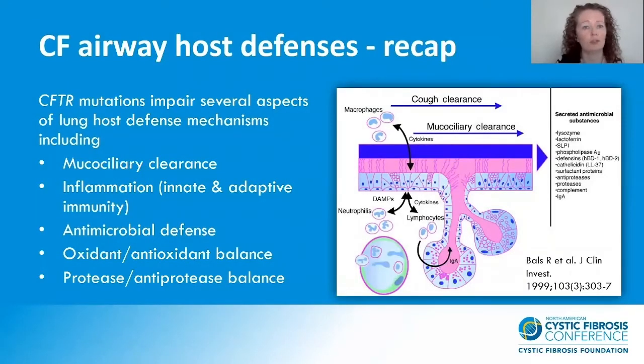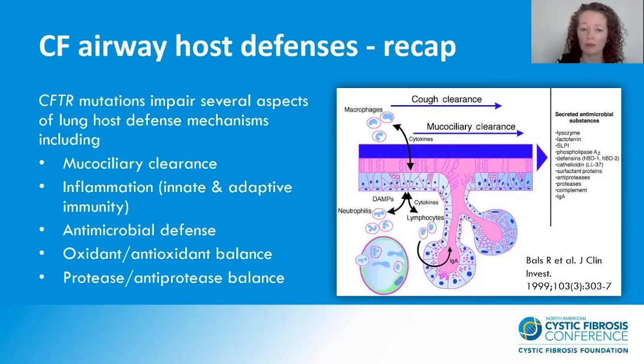And I'm just going to start with a very basic recap of what happens in the CF airways. So defective CFTR impairs mucociliary clearance and a range of other host defence mechanisms in the lung. CF airway inflammation is dominated by neutrophils, which produce reactive oxygen species, neutrophil extracellular traps, proteases such as neutrophil elastase, and a range of immunomodulatory mediators.